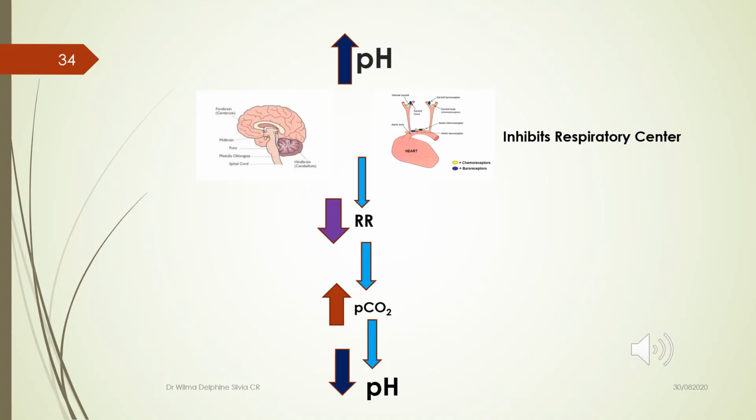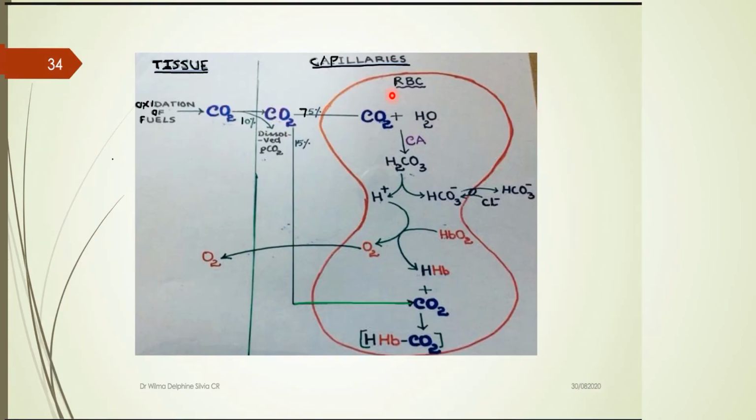So this is how the respiratory system regulates the arterial blood pH whenever there is increase in the pH, which is sensed by the chemoreceptors, and inhibition of the respiratory center leading to decrease in the respiratory rate and increase in the pCO2 and thus decrease in the pH. But this will not prolong for a longer time unless the underlying pathology is corrected.